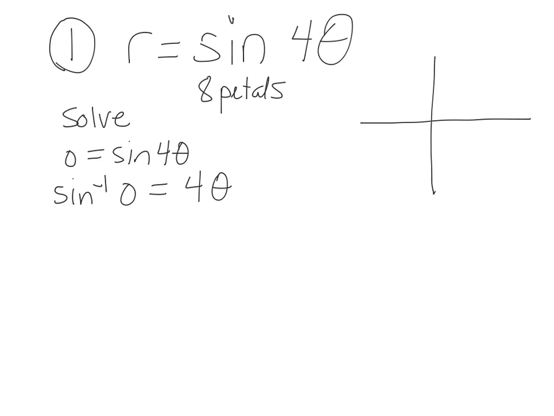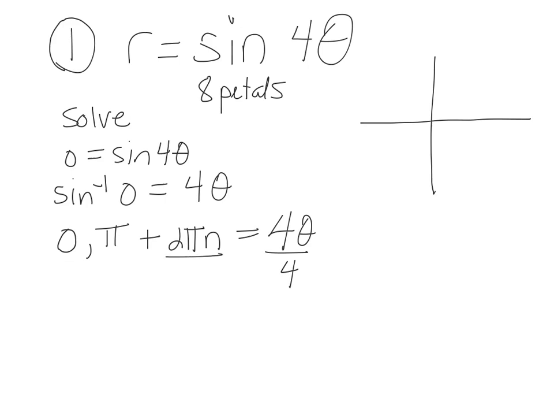So inverse sine of 0, when is the sine function equal to 0? Well, that occurs when the angle is 0, or also when the angle is pi. And you could add the period of the sine function to that any number of times. So 2 pi n. That equals 4 theta. If you'll remember from solving trig equations, the 4 affects the period, so we divide both sides by 4. Everything gets divided by 4.